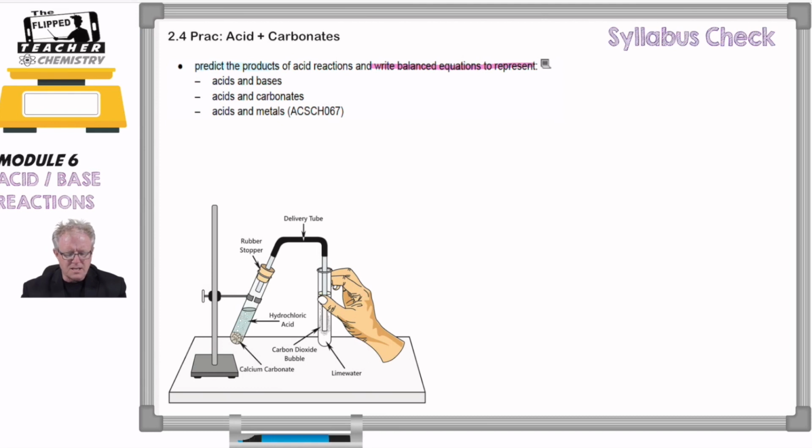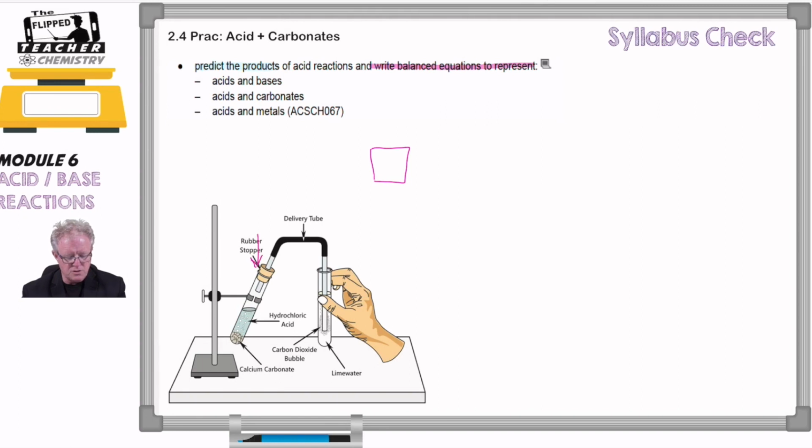So this is the setup. Now, as you're going to see in a second in the video, my setup's a little bit different. I'm using a round bottom flask. I've got the carbonate in the round bottom flask. I'm using what's called a thistle funnel, and that allows us to add other chemicals to a reaction flask.